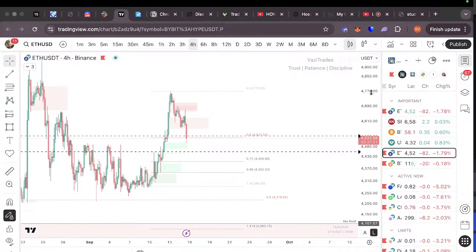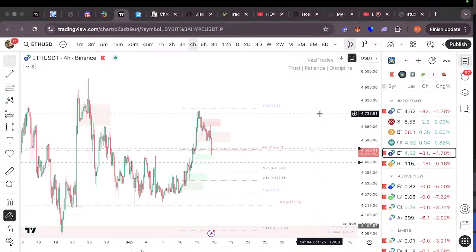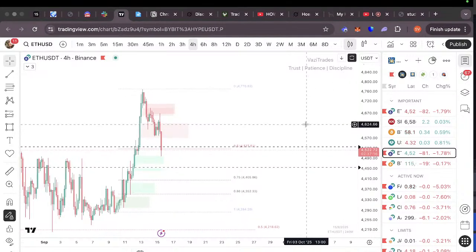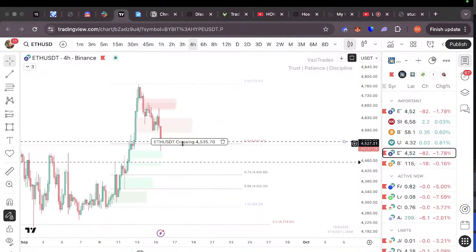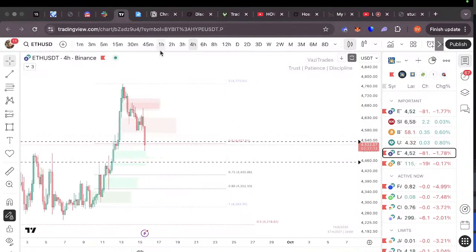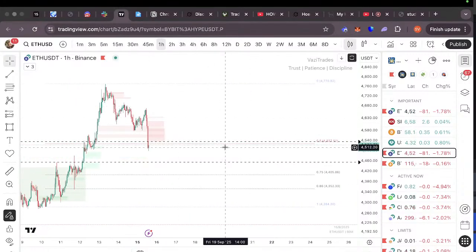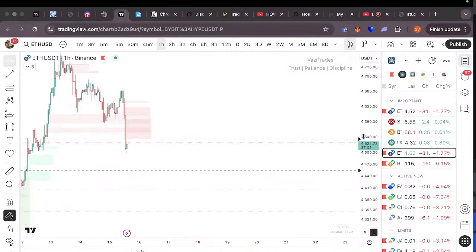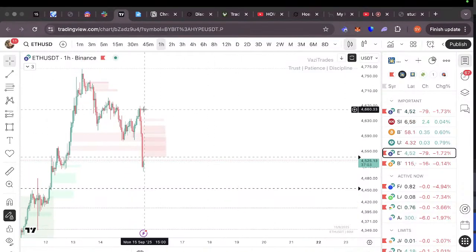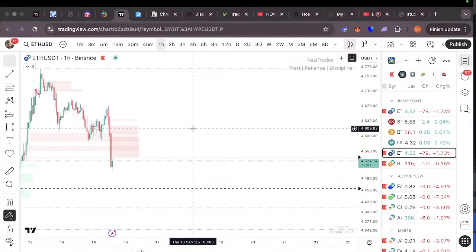So let's see what can happen with Ethereum on a lower time frame. Currently it's holding the 0.5. I'm not so convinced with this. On a lower time frame, it has a lot of FVGs as a resistance.